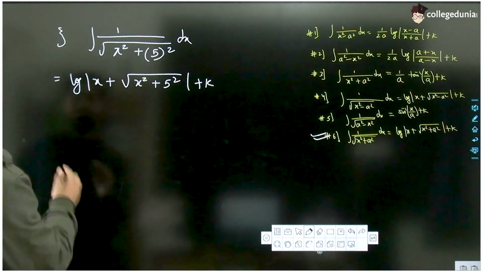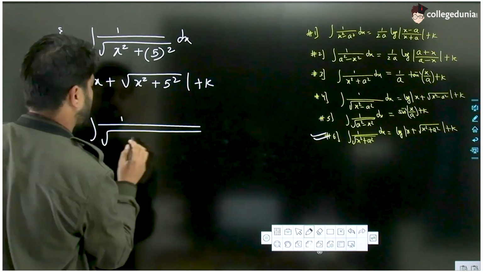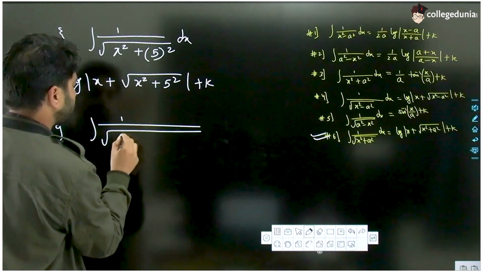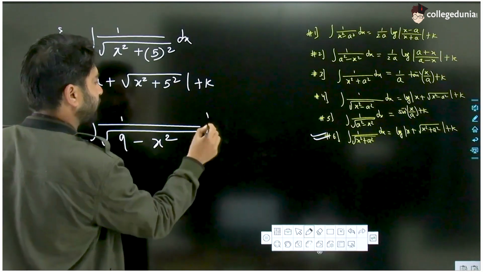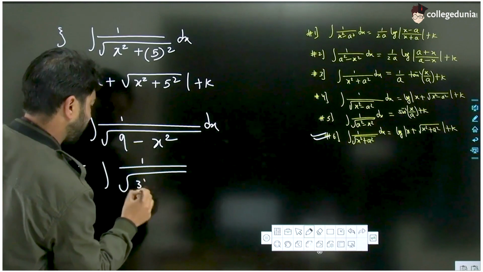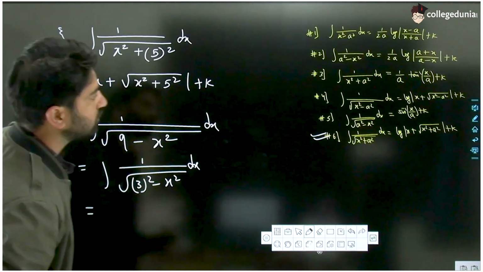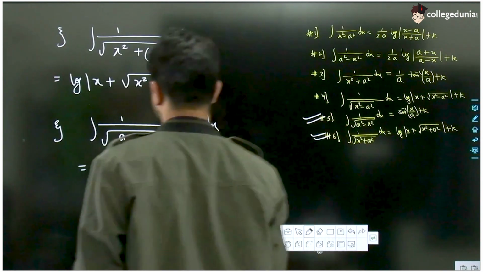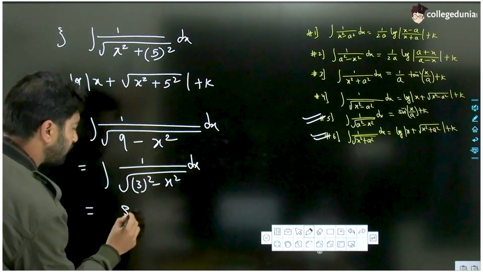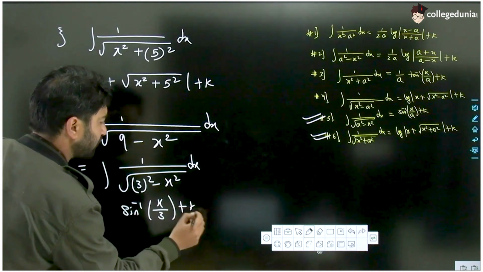Okay, suppose we have 1 upon root 9 minus x square, which can be further written as 3 square minus x square. So now the fifth formula will be applied here: sine inverse x by the constant part, plus k.